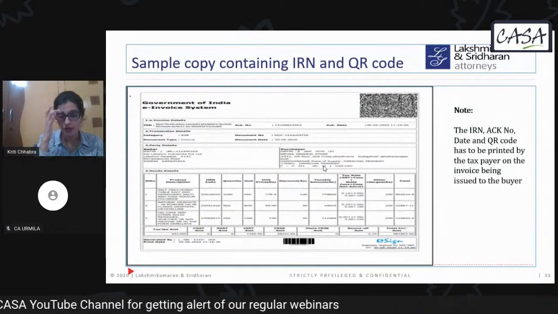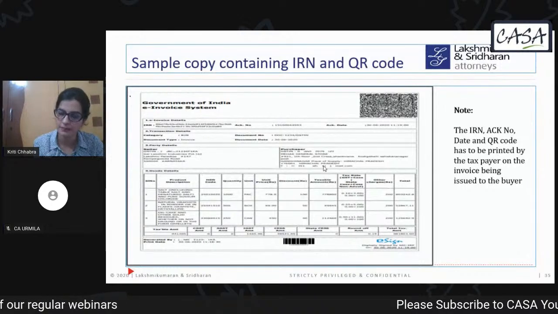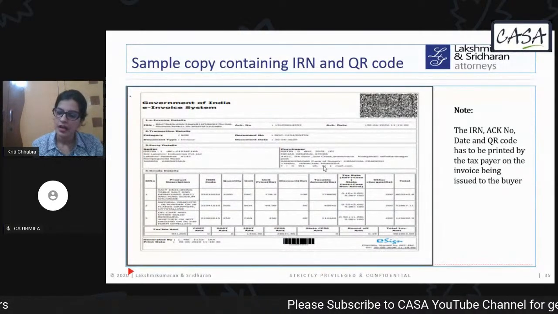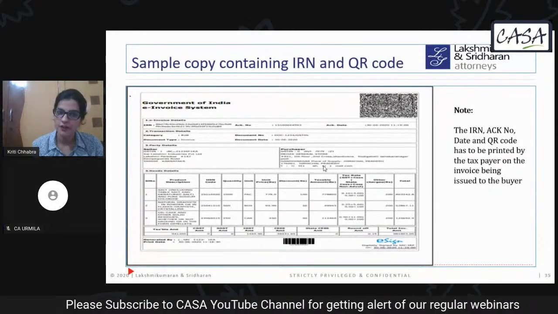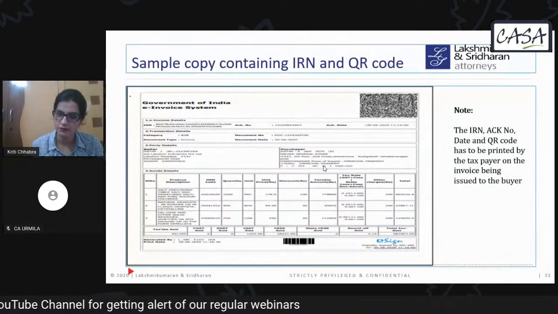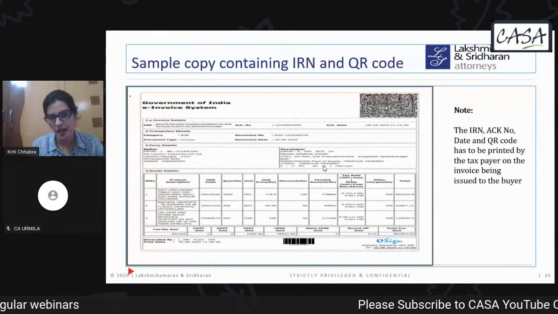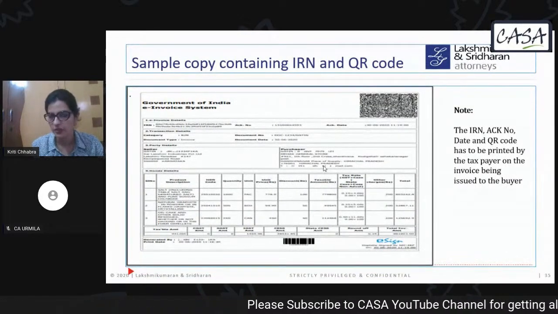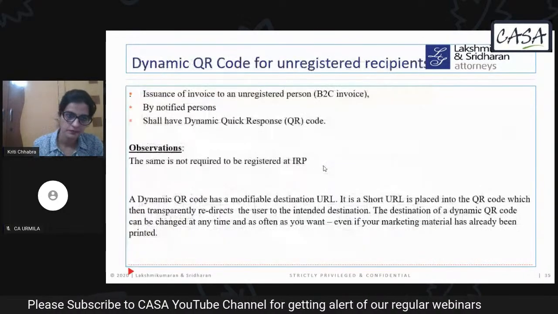So this is how the JSON format will look once converted into readable format. Also, the IRP portal has a utility wherein you can validate any JSON format, to see whether the JSON format is registered on the IRP portal and whether this IRN number is authenticated or not. So that facility is also available on IRP.